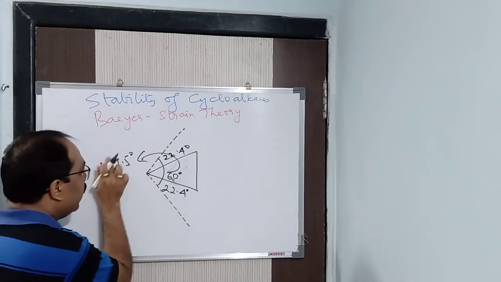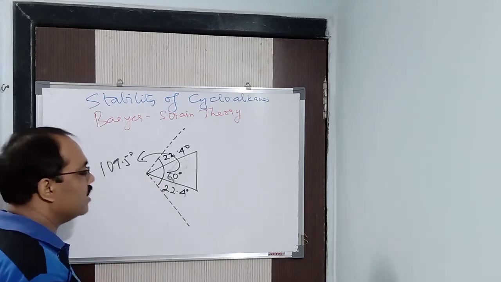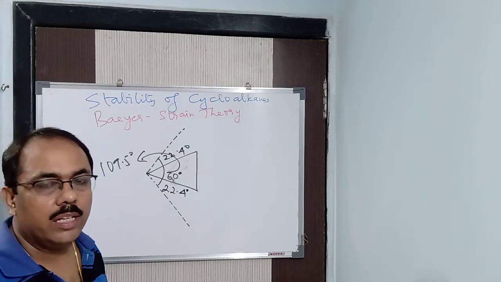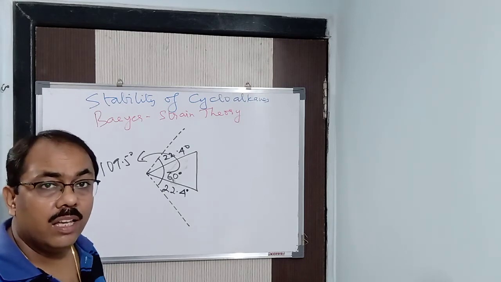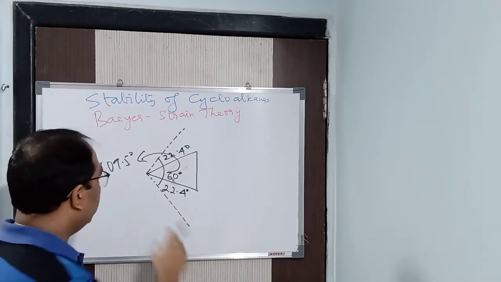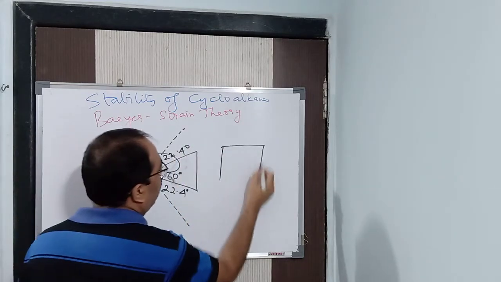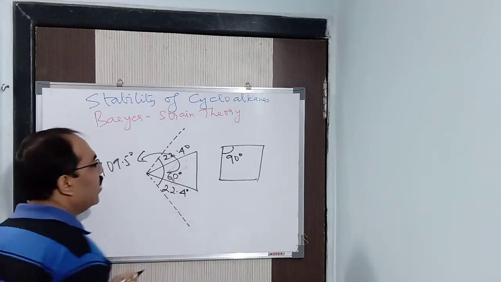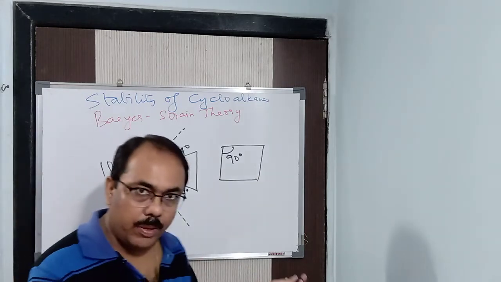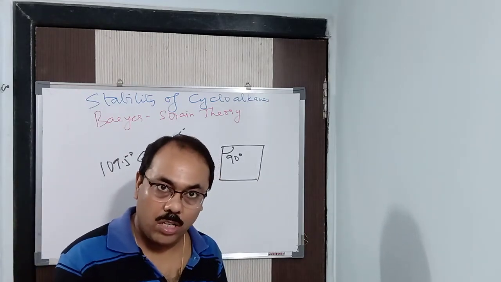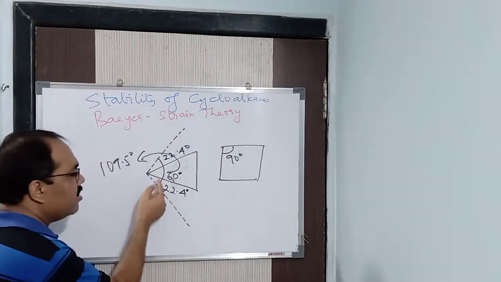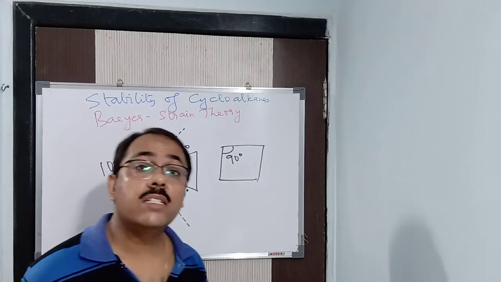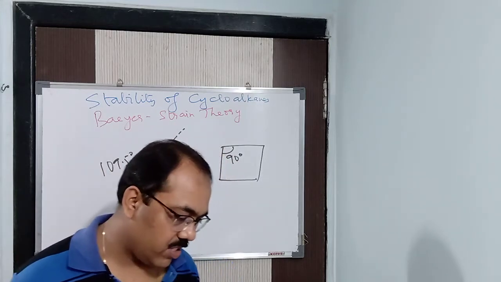It is converted from 109.5 to 60 degree. If I convert it into a butane, then the angle will be how much? 90 degree, na? Instead of 60 degree, the angle will be 90 degree. So you can see a strain developed. Then only it is being converted. An open chain compound is being converted into a closed chain. Then definitely a strain is developed. Strain means a force is developed here. That angle is known as angle of strain.